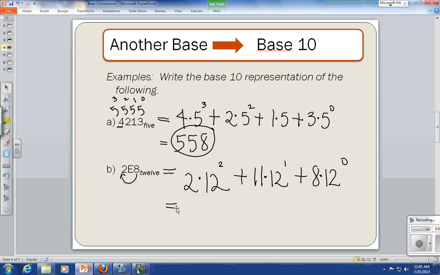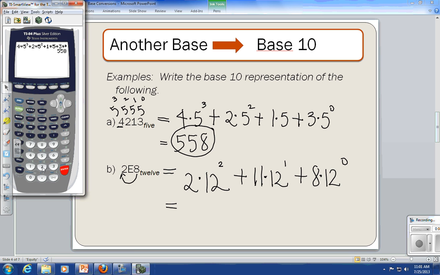Okay, so let's see what we get here when we multiply these out. So I have 2 times 12 squared plus 11 times 12. Again, not necessary to raise it to the first power because it's still 12. Plus 8. You can either just add 8, or if you want to add 12 to the 0 power, remember anything to the 0 power is still 1, so it's still the same thing. So 428 is our answer in that case.